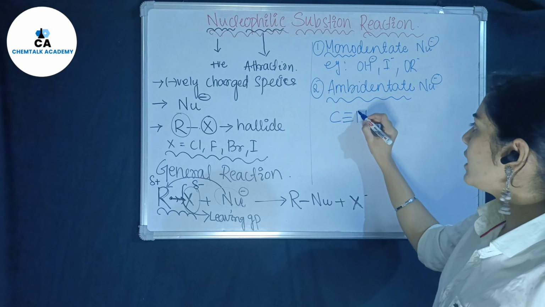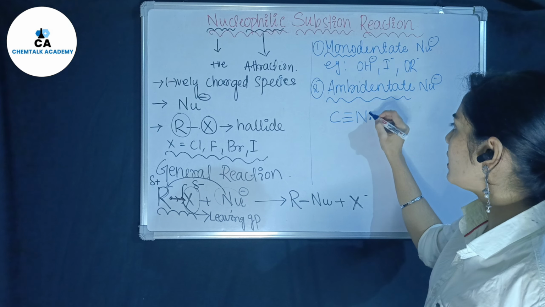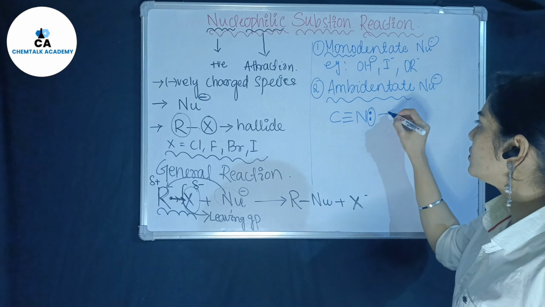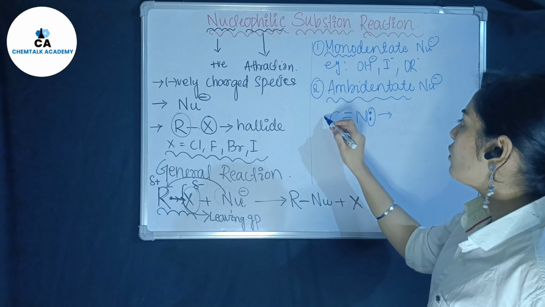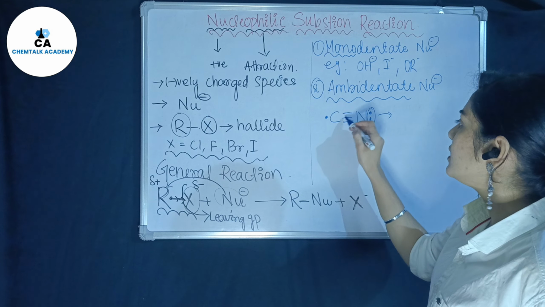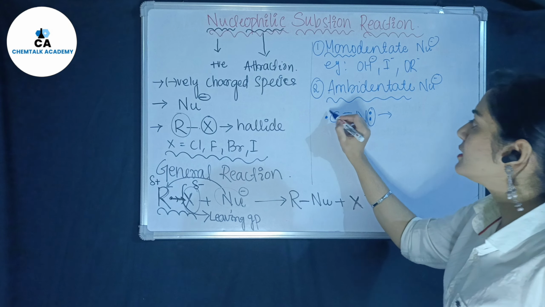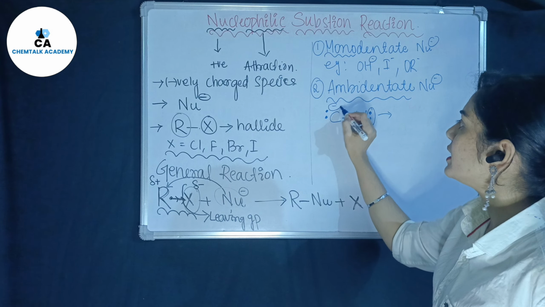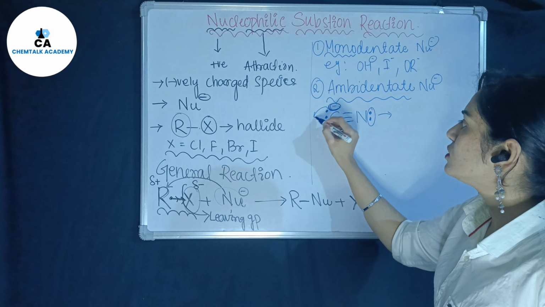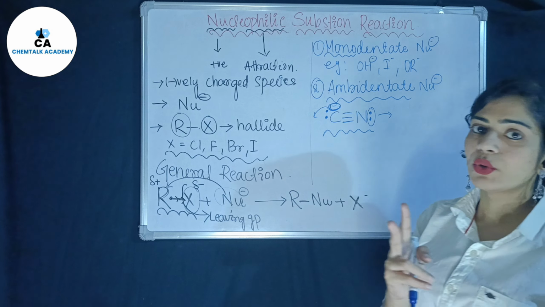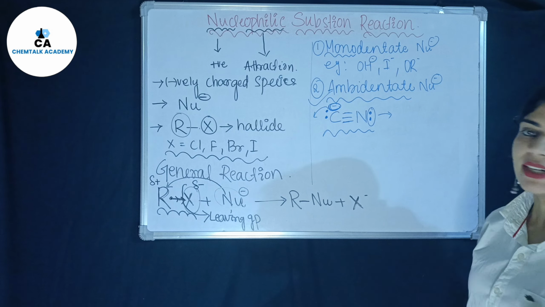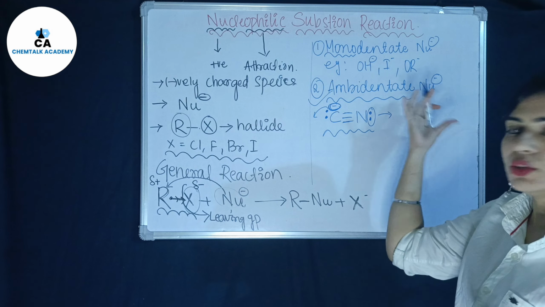Here nitrogen has one lone pair, so this can act as a donor site. Here carbon, its valence is 4. Out of 4, 3 are covalent bonds, and there is one more electron that is denoted as negative here. So this also can act as a donor site. So cyanide, having two donor sites, acts as an ambidentate nucleophile.